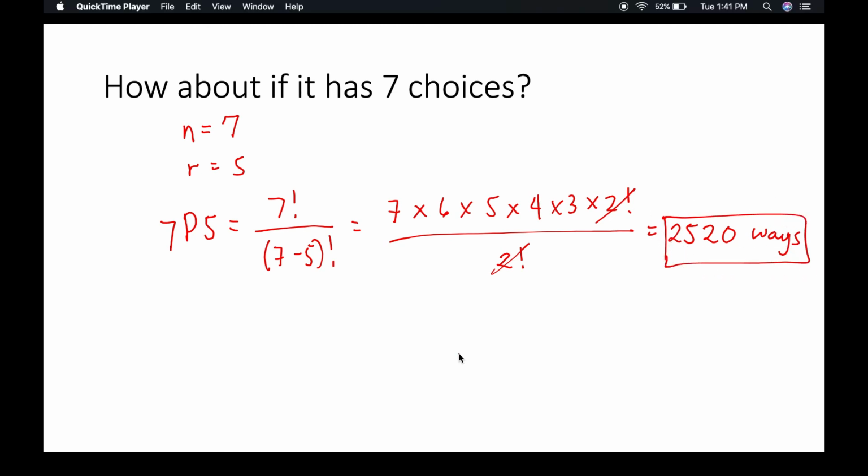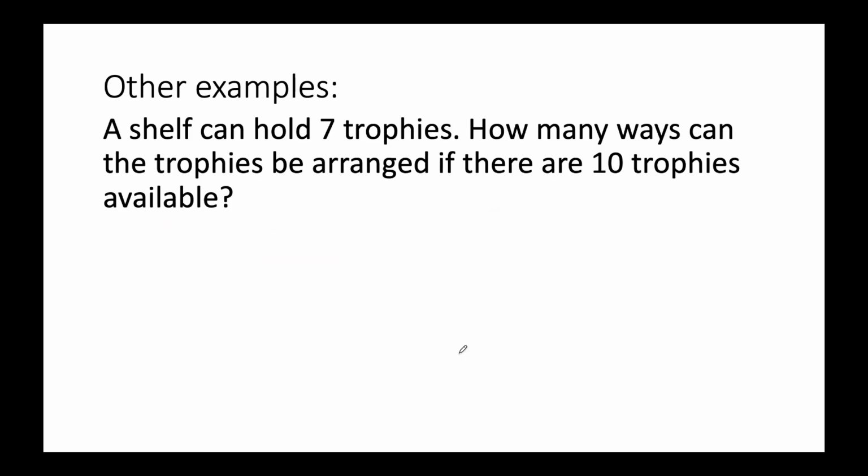This time, let us have other examples. A shelf can hold 7 trophies. How many ways can trophies be arranged if there are 10 trophies available? So in this case, out of 10 trophies that we have, we are only going to arrange 7 out of it. So therefore, for the formula, we will just simply use 10 taken 7 at a time. So that would be 10 factorial all over 10 minus 7 factorial, which is 10 factorial all over 3 factorial.